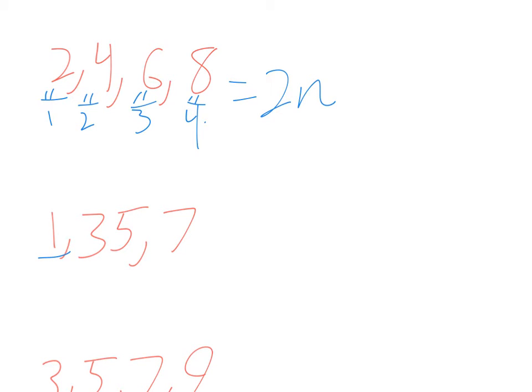This one here: 1, 3, 5, 7. In this case, this is term 1, this is term 2, this is term 3, this is term 4. This is a more complicated one because I'm thinking, how do I get from 1 to 1?